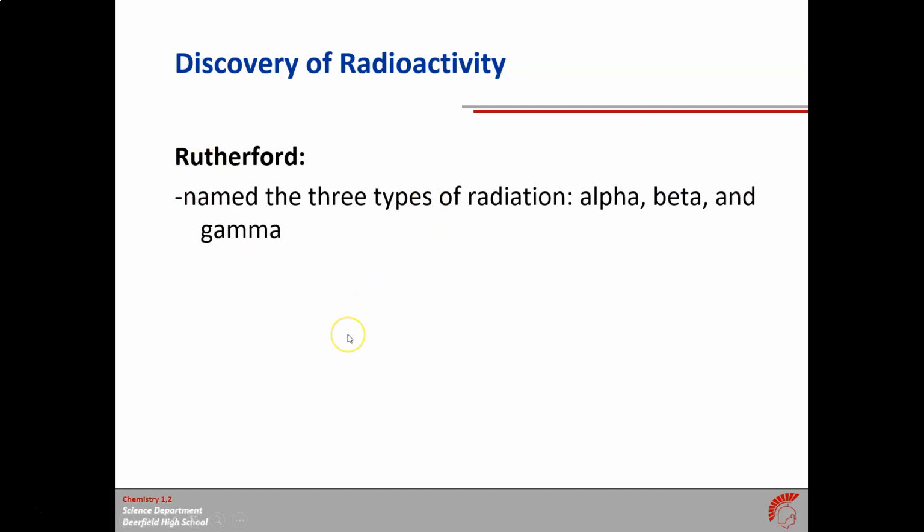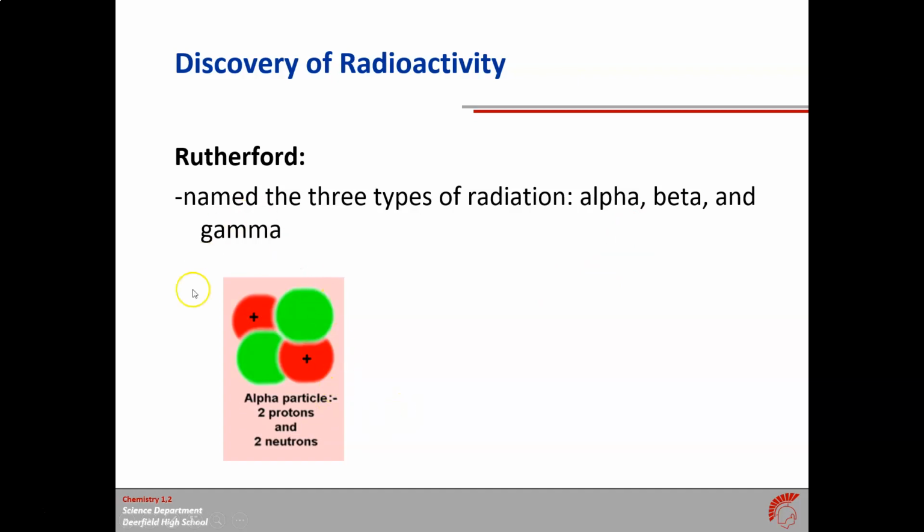He's actually credited for naming the different types of radiation that scientists were starting to discover. He called them alpha, beta, and gamma, the first three letters in the Greek alphabet. An alpha particle is composed of two protons and 2 neutrons. So 2 positively charged particles and 2 neutral particles. If you look at the periodic table, you will notice that helium actually has this same setup. Mass of 4, atomic number of 2.